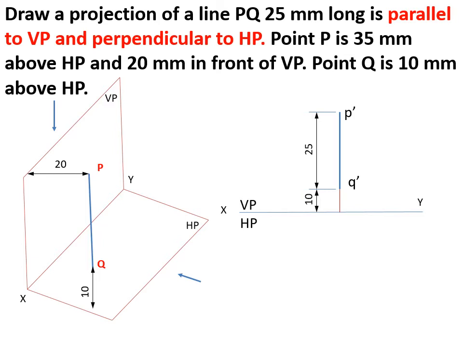P dash and Q dash. Now once again you can confirm that P is 35 mm above HP: 10 plus 25 is 35 mm above HP. It is clearly satisfied. But what about the top view here?